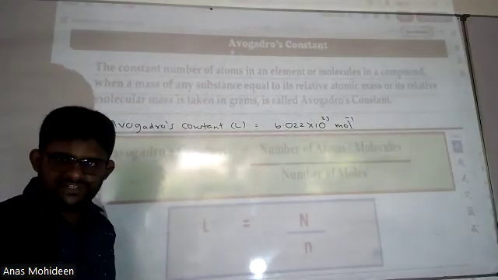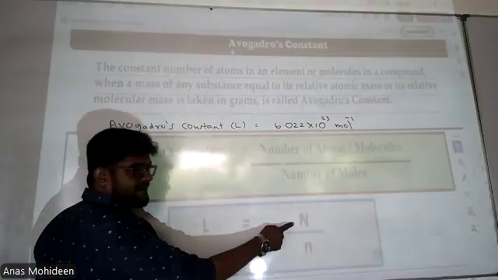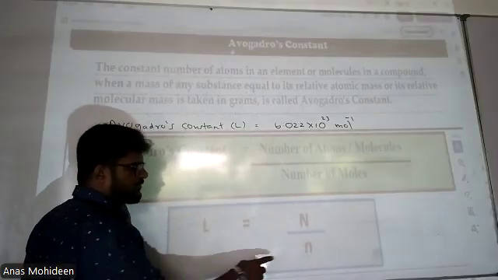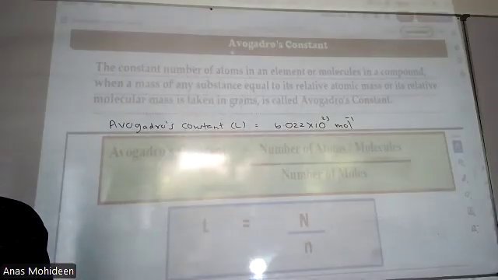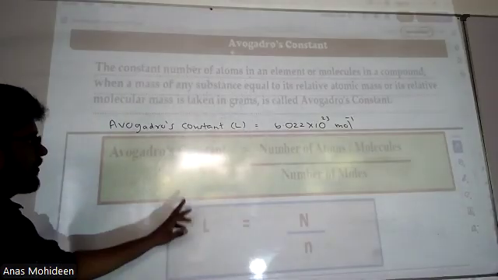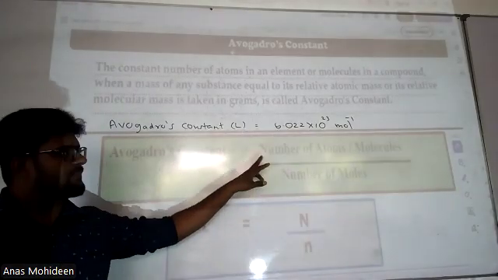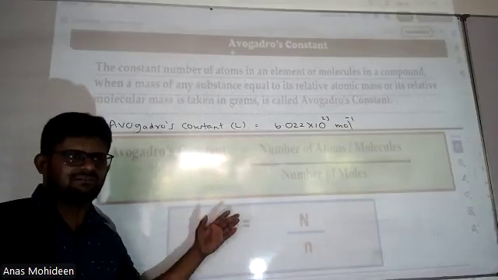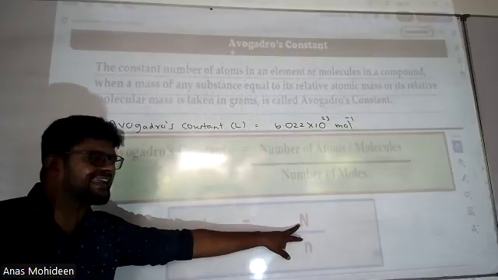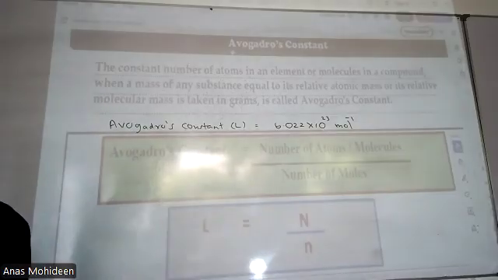Some questions are there where you want to find out this capital N. So capital N is equal to simple n into capital L. Is that clear? So Avogadro's constant equals number of atoms over number of moles. Now this formula, don't remember it in this way. I will give it in a different way, making capital N the subject. That is easy to remember.